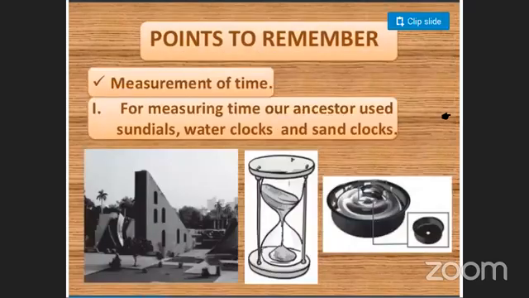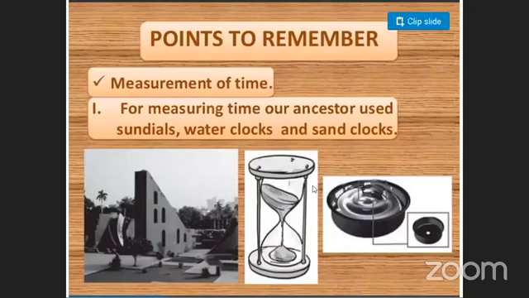Let's see, here you can see how we can measure time. We all know that we can measure our time with the help of a clock, wall clock or hand watch. See, measurement of time. Note it down in a copy. For measuring time, our ancestors used sundials, water clocks, and sand clocks. So earlier we used those types of things for measuring time. Nowadays we have clocks.